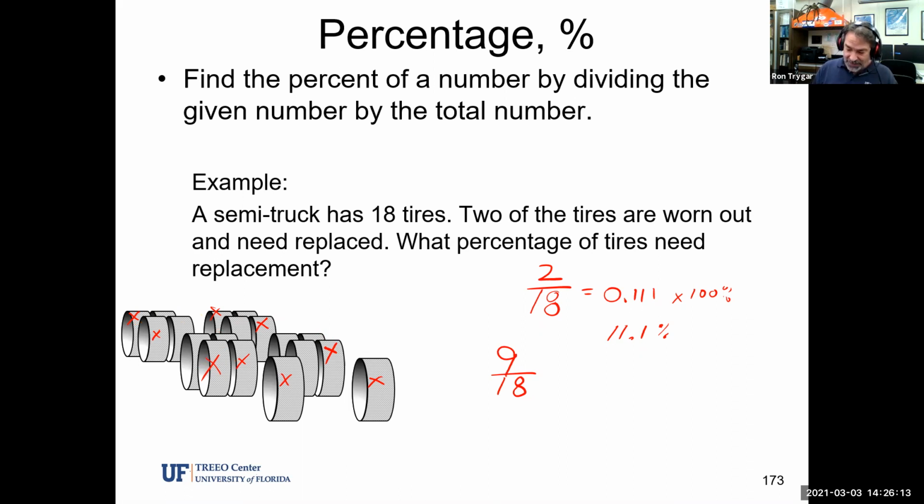9 divided by 18 gives us 0.5, and multiply that by 100 gives us 50% of the tires. So if you were trying to see if the number made sense and you weren't really sure by looking at the number on your calculator, and you're thinking maybe you multiplied it wrong or divided it wrong, then you can work it out and say, well, what do I know and how would this look if I was to do it this way? So in this case, we had 50% of the tires that need to be replaced if 9 of them were bad.